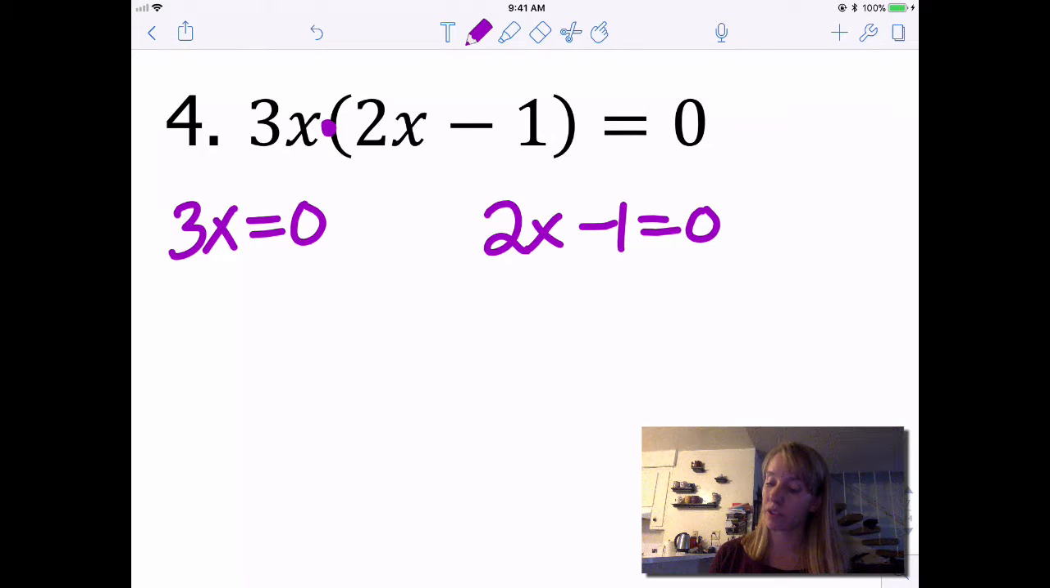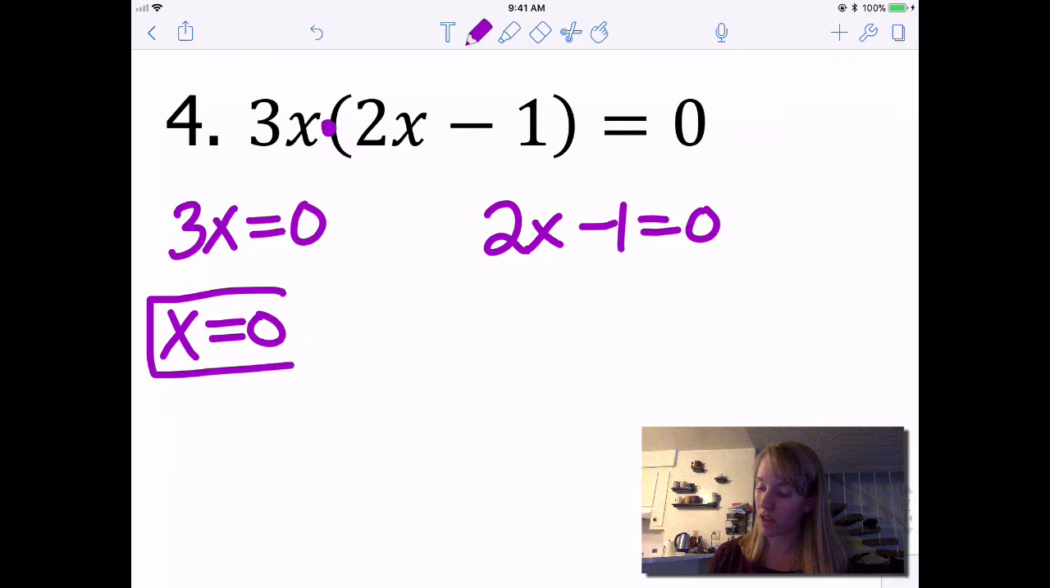This one, 3x equals 0. Divide by 3 on both sides, and x equals 0. That one shouldn't be too hard. 2x minus 1 equals 0. There's just one more step. I add 1 to both sides.